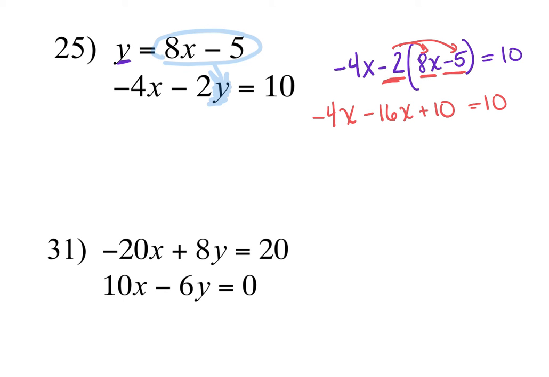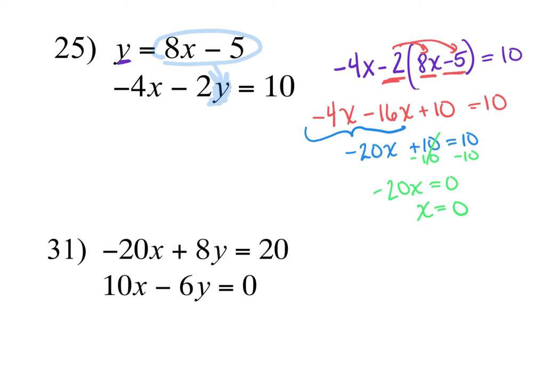Combine your like terms. -4 and -16 is -20x, plus 10 equals 10. Subtract my whole number over. -20x equals 0, so x is going to equal 0. So I've solved for part of it. I've solved for my x piece of it.